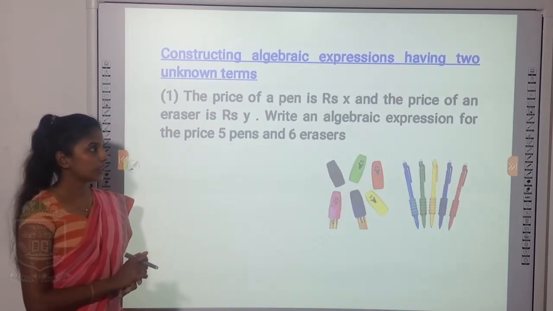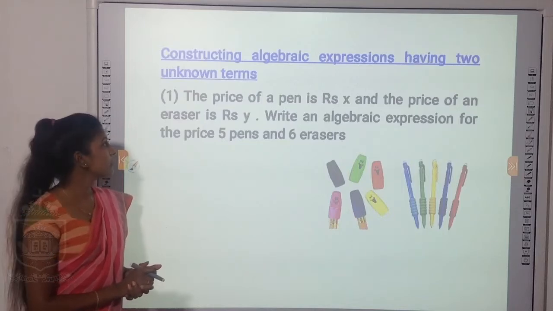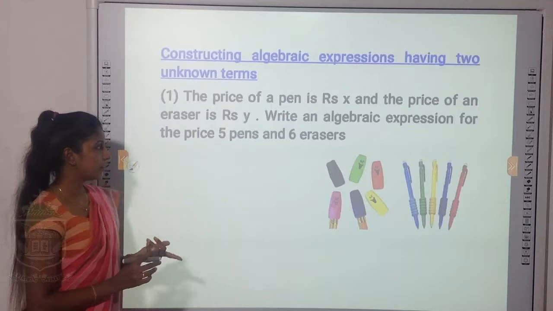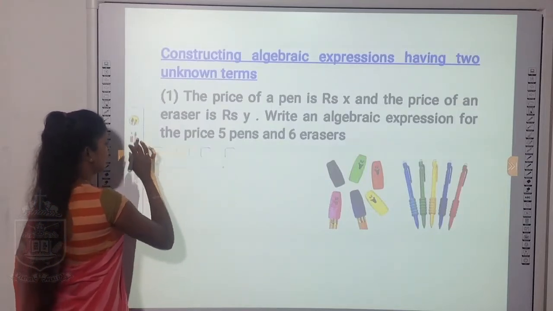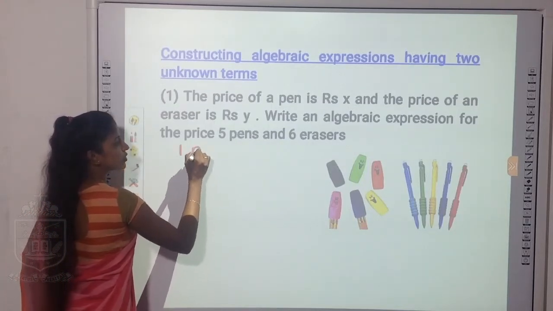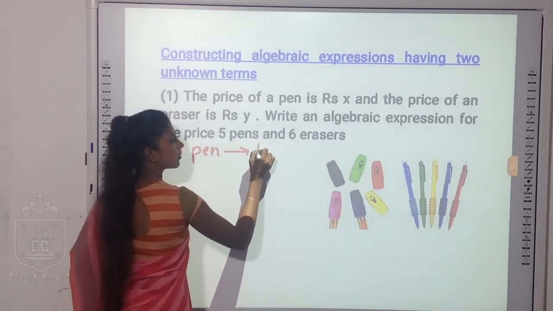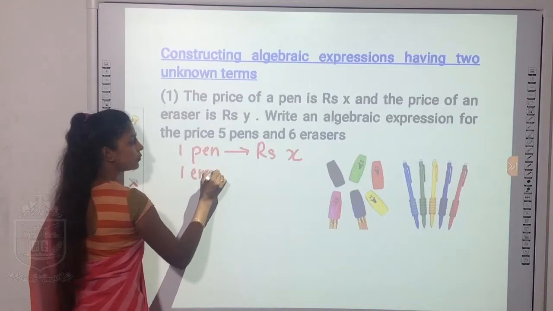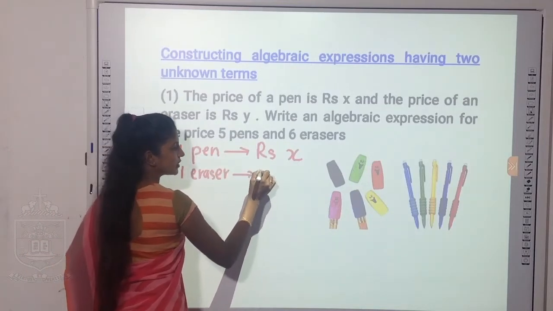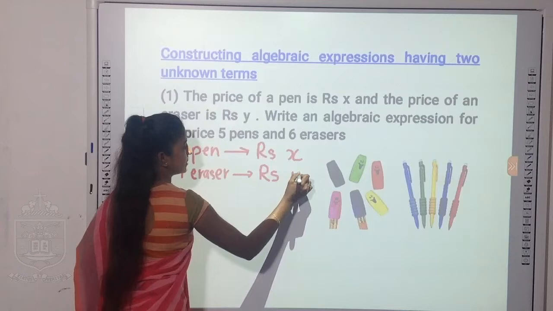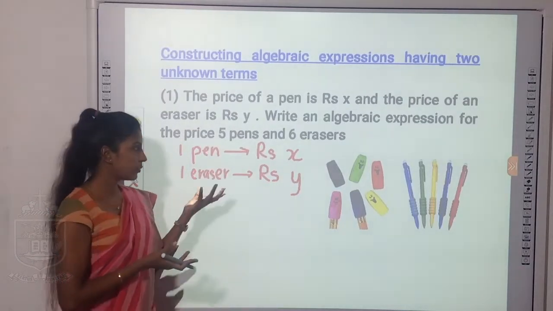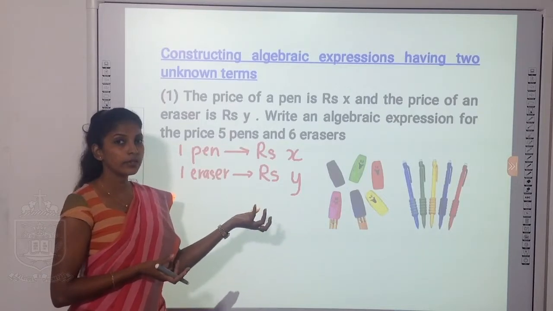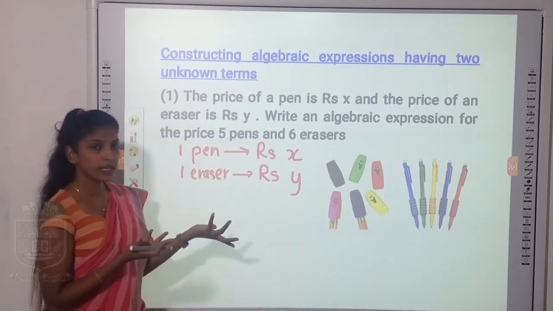The price of a pen is x rupees and the price of an eraser is y rupees. Okay, you have one pen which costs x rupees, and then one eraser which costs y rupees. We don't know the value. That's what you call the unknown. Since we don't know the value of one pen and an eraser, you are given a letter which represents the unknown value, right? Which is the variable, it can change.